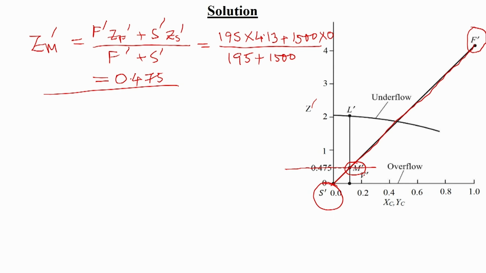Now, you see this one, all the tie line values are now vertical. Whatever tie line values we will be getting here, all will be vertical, because here we have assumed we are expressing all the underflow and overflow on a solid free basis. That is why all the tie lines are vertical.